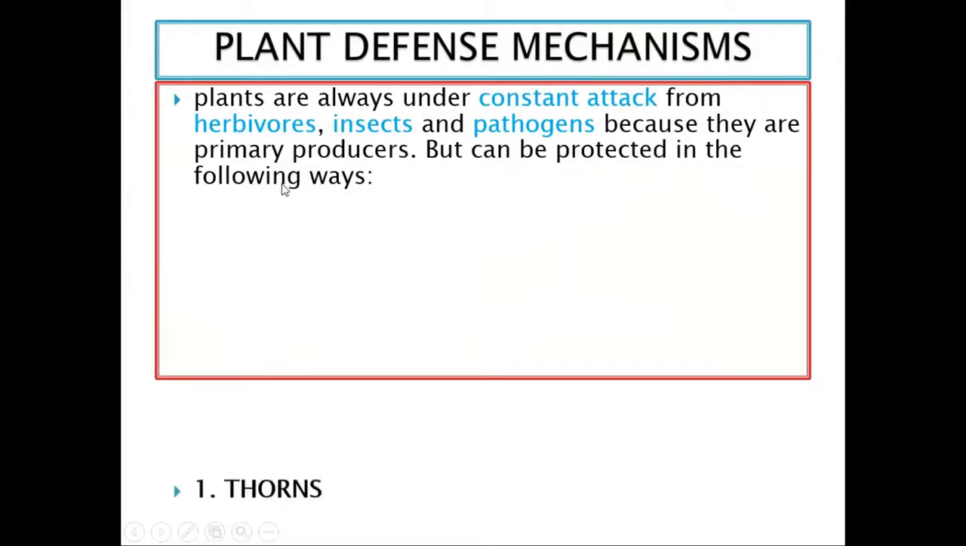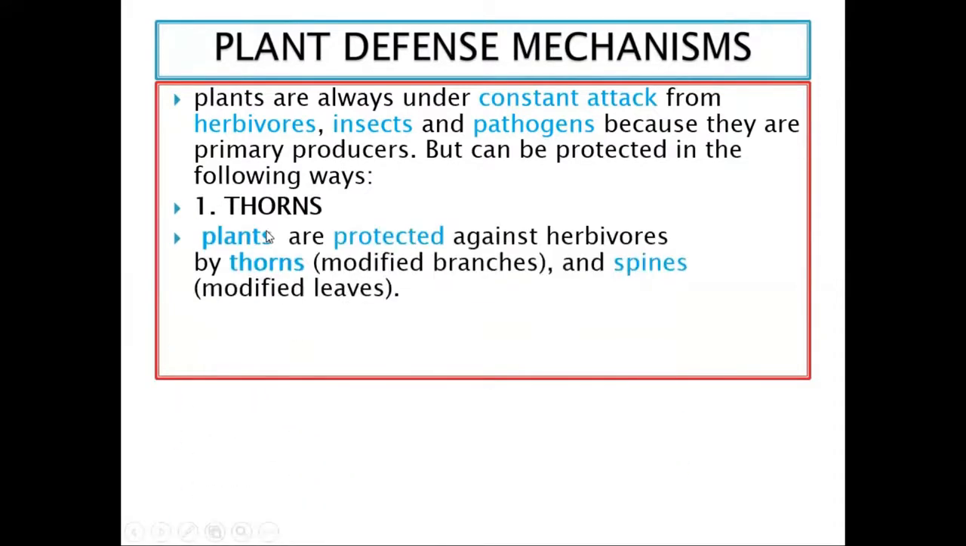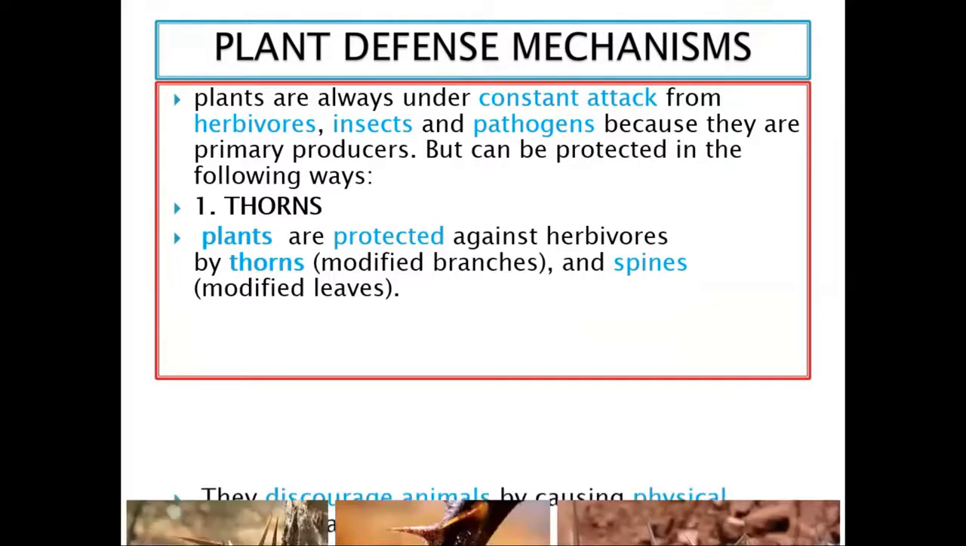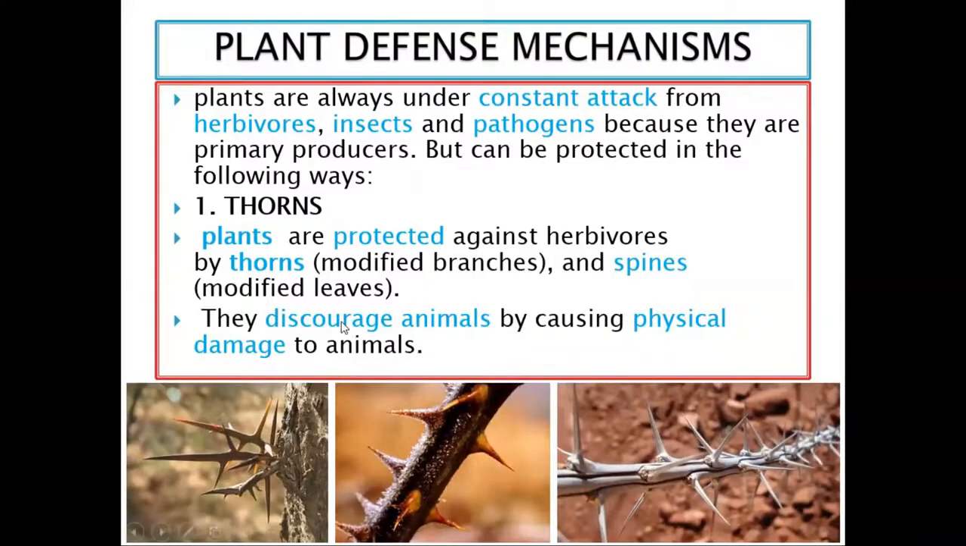Some of these ways include, number one, the introduction of thorns. Plants are protected against herbivores by thorns or modified branches, and spines. Spines are modified leaves. They have thorn-like structures. They are piercing. If you look at them, they discourage animals by causing physical damage. So if you look at them, you can't pass here. Even if there is something nice on this side, you cannot go and pick it.